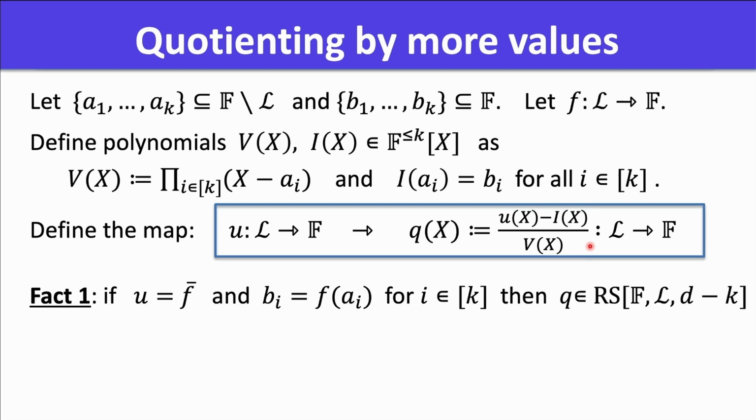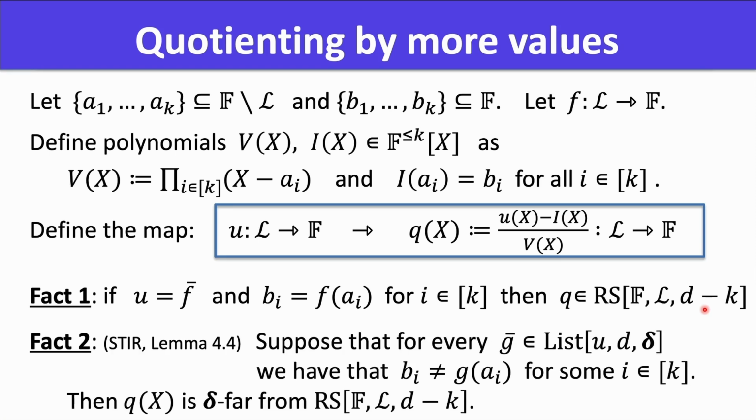And again, this is well defined on the entire domain L because none of the evaluation points are in the domain L. All right, so we defined a slightly more generalized quotient map where we quotient by more values than just one value as we did before, and the same facts hold. So if u is a Reed-Solomon code word and b_i is equal to f of a_i for all i from 1 to k, then the resulting quotient word is in fact in a Reed-Solomon code of degree d minus k.